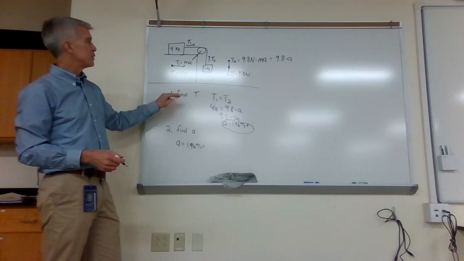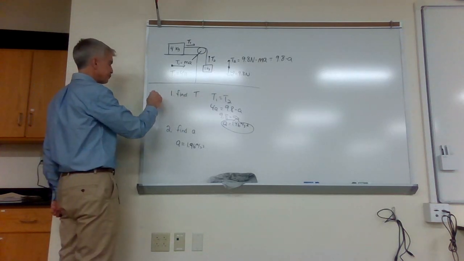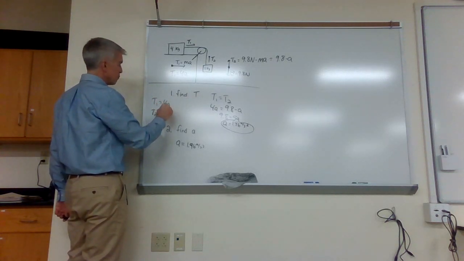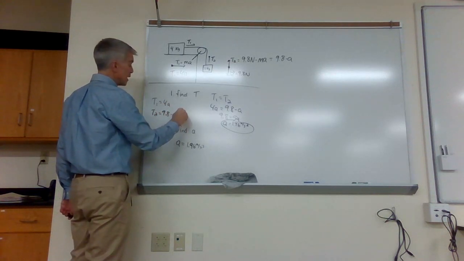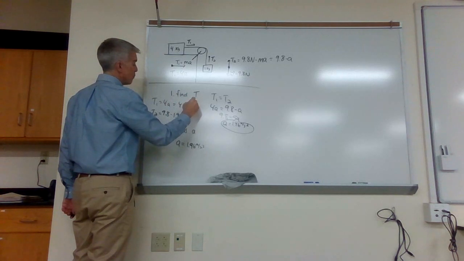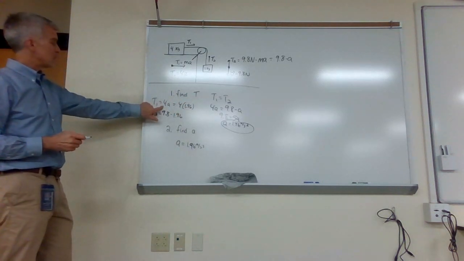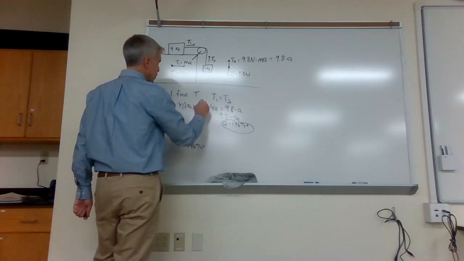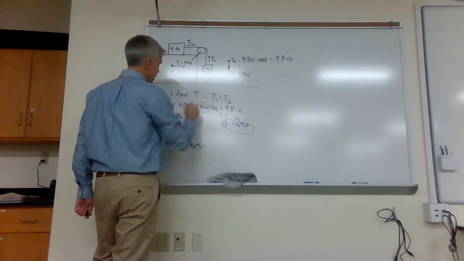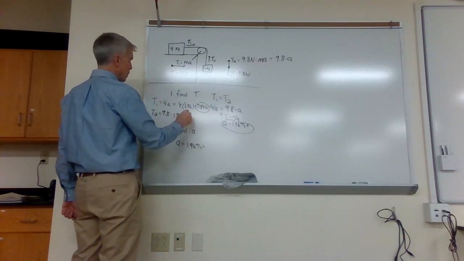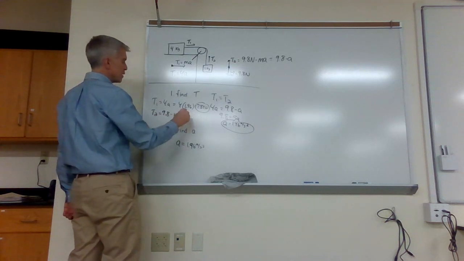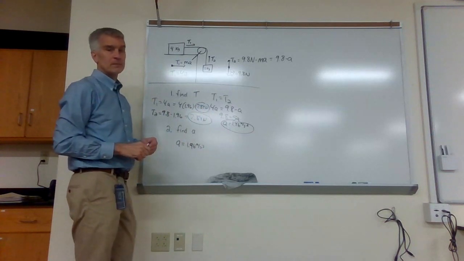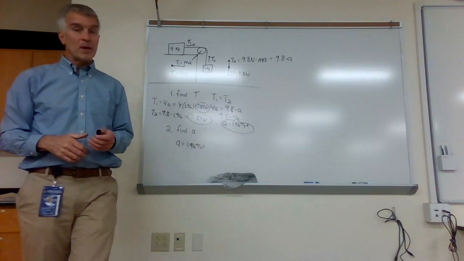Okay, now let's do number 1. To get the tension, I can plug A into either of these equations, and I should get the same answer. T1 is 4 times 1.96. So what is that? 7.84 newtons. And if I did my math right, 9.8 minus 1.96 should also be 7.84 newtons. Another fun little problem.